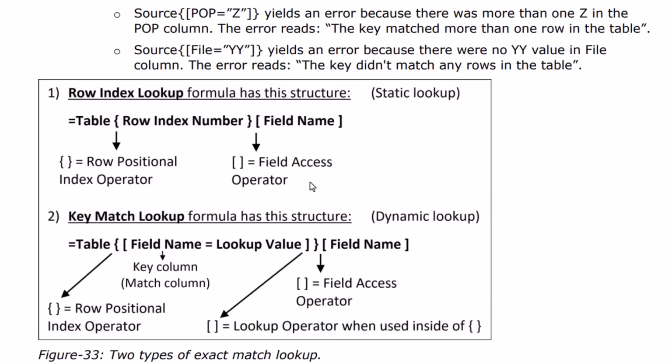Now when you do Key Match Lookup, just like when you use XLOOKUP in the worksheet, you're looking something up over a unique list. Whereas with the XLOOKUP, when there are duplicates, it just gets the first one. With Key Match Lookup, if there are duplicates, you get an error. And then that's followed by the field access operator with a field name inside. All right, let's go see how these are done.